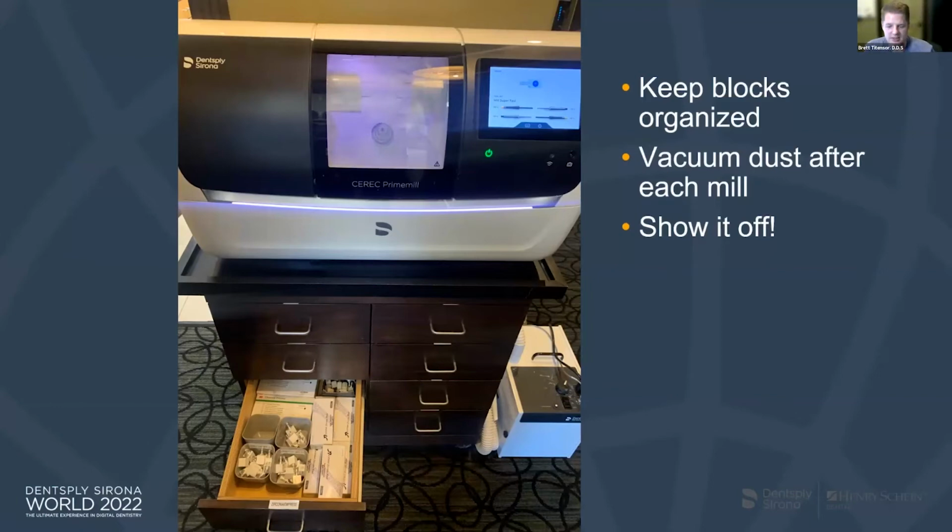We have this system of cabinetry where we keep our blocks in different shades organized. And then the vacuum unit for these dry mills, something that people may not know: in order to keep the chamber clean, you can buy a separate hose attachment that you just snap right onto the vacuum unit, and you can vacuum out the chamber in between mills just to keep your mill clean.